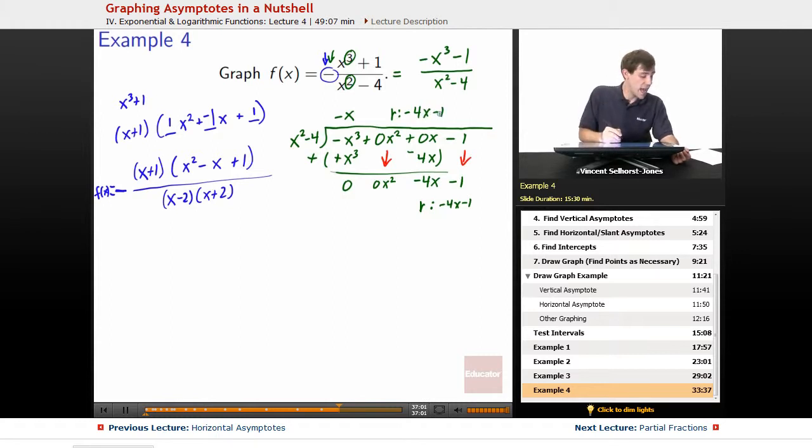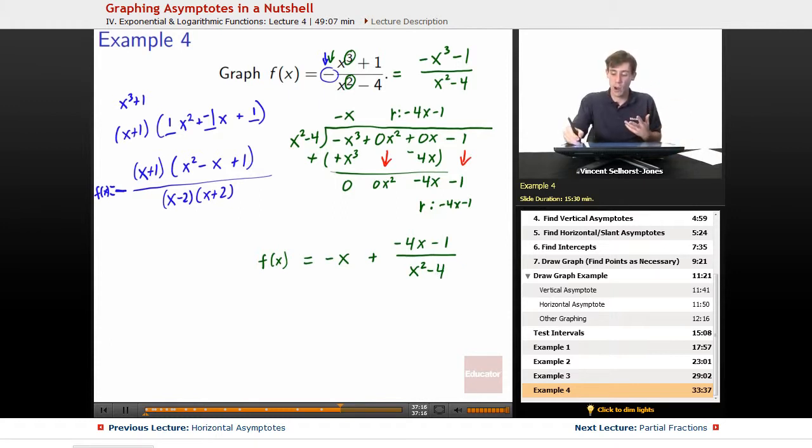So what we've got is that f of x can be written in the form negative x plus its remainder of negative 4x minus 1 divided by x squared minus 4. Great, so now we've been able to figure out what the slant asymptote is. The slant asymptote is this negative x right here. Now, we might want to check this, because it's easy to make a mistake with polynomial division.